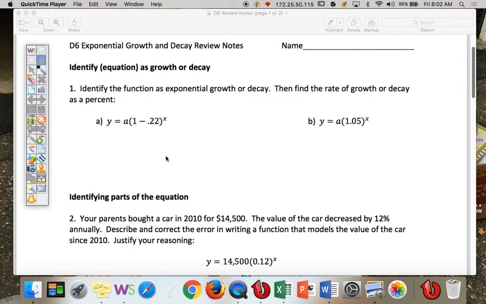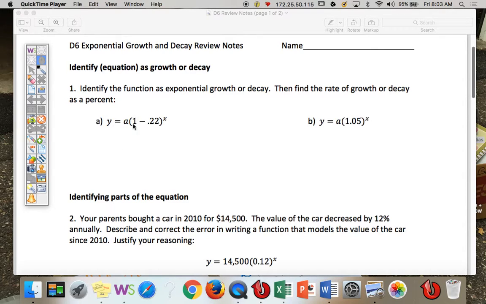We are going to review the main ideas of this chapter, and we're going to look at several problems. So the first one is, looking at an equation, can you identify if it's exponential growth or decay? And once you do that, can you find the rate of growth or the rate of decay as a percent? So let's take a look at the first example.